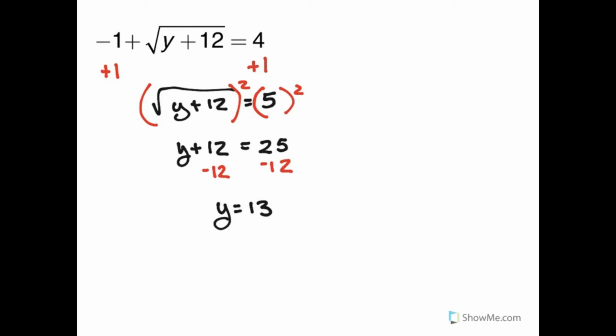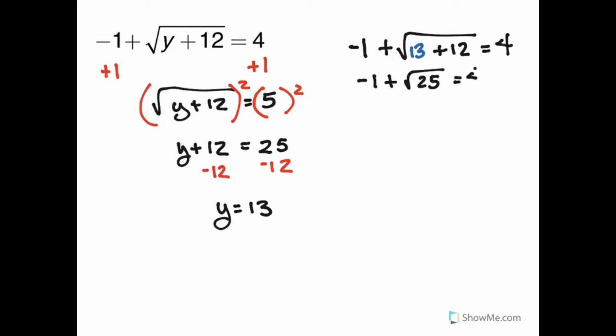If I try that 13 back in the original equation, I have negative 1 plus the square root of 13 plus 12 equals 4. That's negative 1 plus the square root of 25 equals 4, or negative 1 plus 5 equals 4, which is true. So the solution is y equals 13.